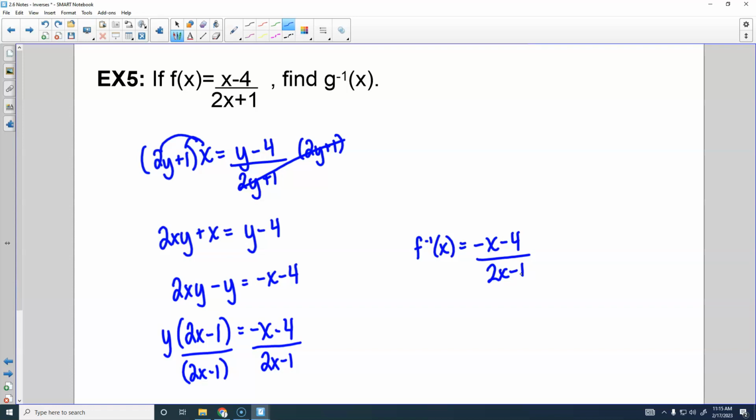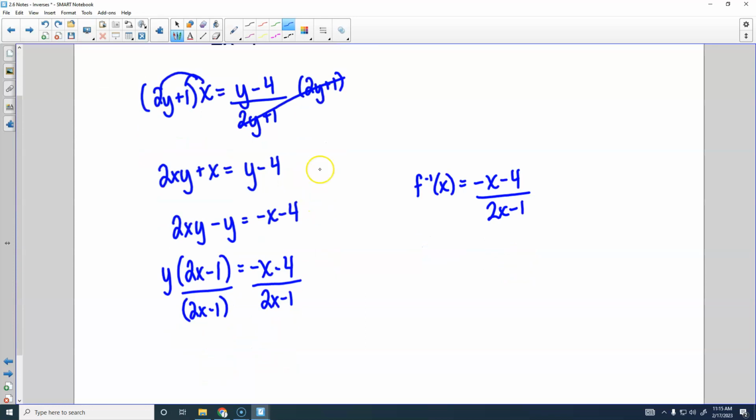So, similar process as the last one. Multiply, distribute. Everything with y's goes to the left. Everything without y's goes to the right. Factor, divide. Okay, questions on that one?